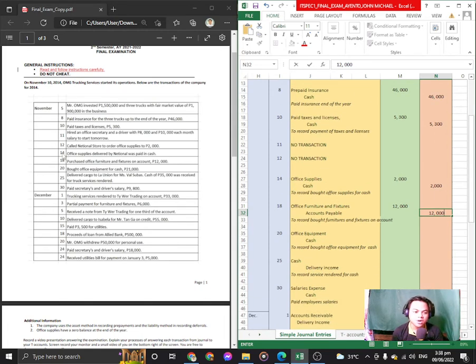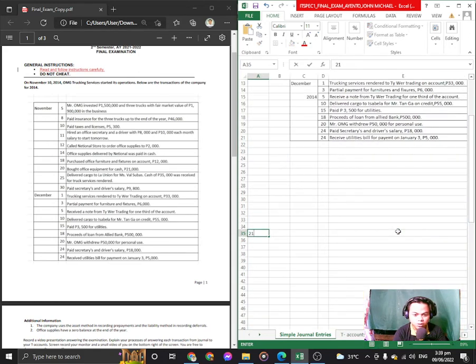Let's go to November 20. Bought office equipment for cash, in the amount of 21,000 pesos. Note that the credit is cash. So the debit is office equipment, and the office equipment has a value of 21,000 pesos.